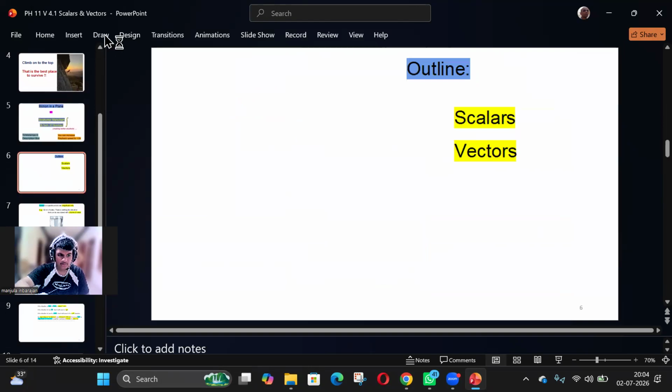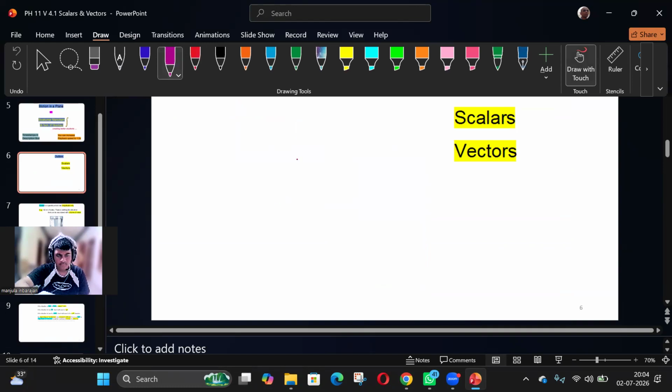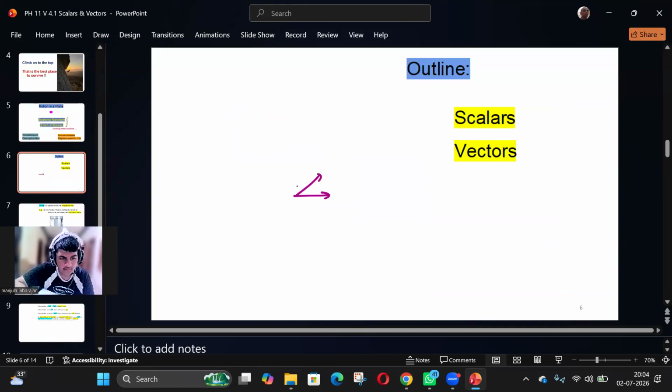In 2D, motion is in two directions? No, infinite. This is the plane of the screen, which I can consider as 2D. So I can move in this direction, move like this, move like this, move like this. So n number of directions, infinite. So obviously I cannot take one as positive and the other as negative. There will be more than two possibilities.